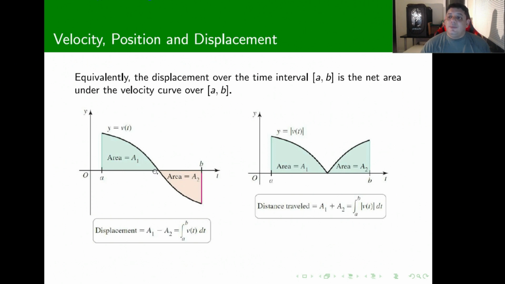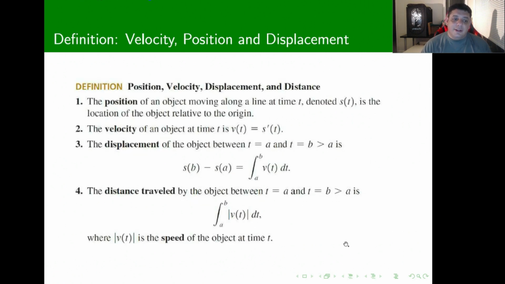In displacement, you can move 5 units to the right, and then go back 5 units to the left, and be at position 0. In distance traveled, that same movement is going to give me 10 units of movement. So in distance traveled, we're always adding how much we move in the particular area. So let's see the definitions and the summary of this.